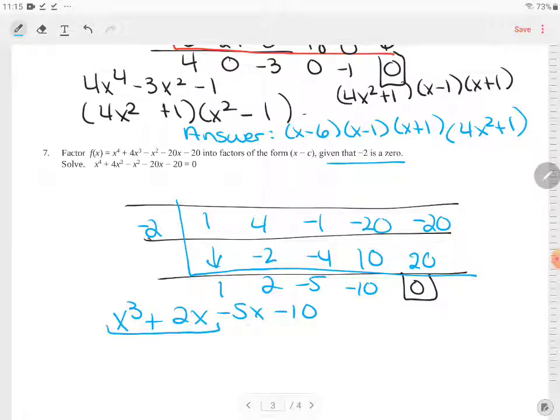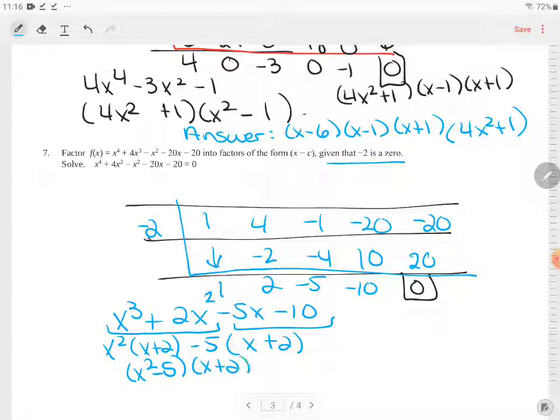We'll group 2 and 2. Can take out an x squared, x plus 2. Take out a negative 5, and then be careful. Negative divided by negative is positive. But negative 10 divided by negative 5 becomes a plus 2. So you have x squared minus 5 times x plus 2.